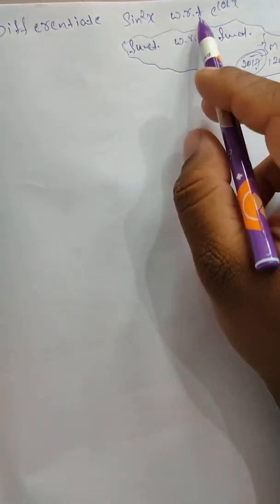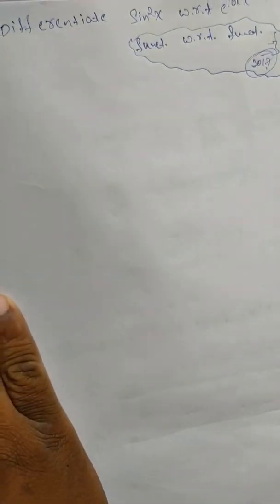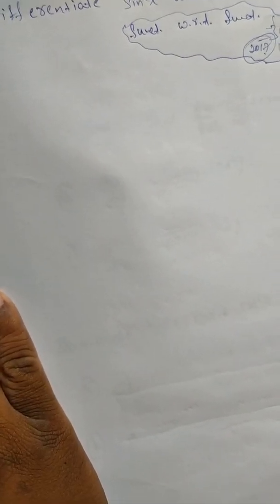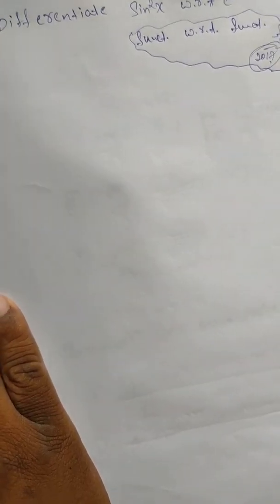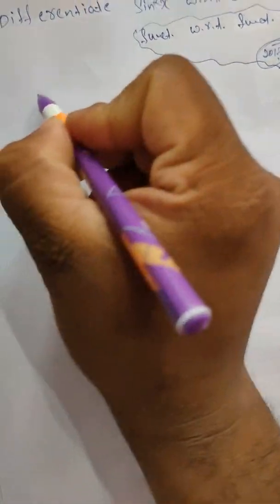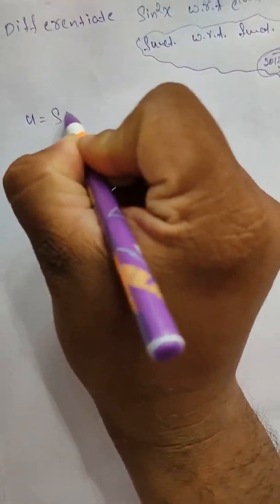Differentiate sin square x with respect to e to the power of cos x. This is the given problem. Now we are differentiating the function with respect to another function. So we do this problem the same as parametric differentiation. What we did in the parametric differentiation, like that only we are doing. So take u is equal to sin square x, and v is equal to e to the power of cos x.